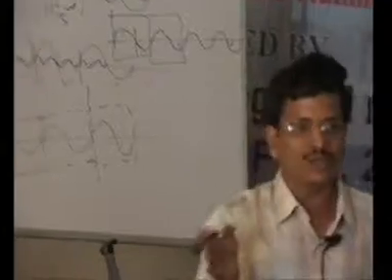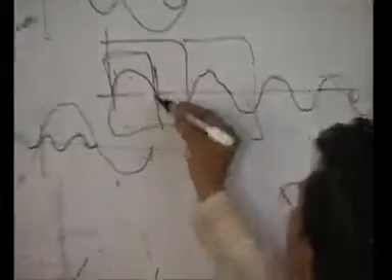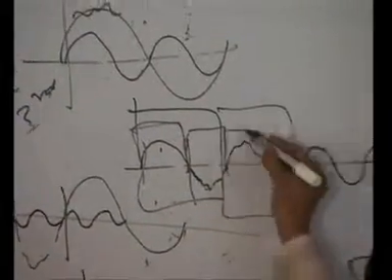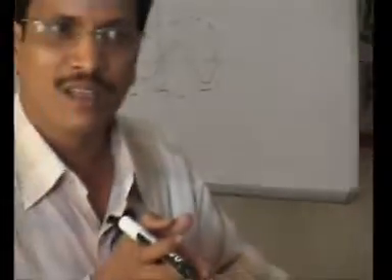So the more the window length, the less the time information. Instead of a full cycle, you will take a half-cycle window. If I take a half-cycle window like this, here fundamental, here third harmonic, here third harmonic, here fundamental. So let's see what will happen. The smaller the window, the better you are analyzing the time information: at what time the disturbance is there.